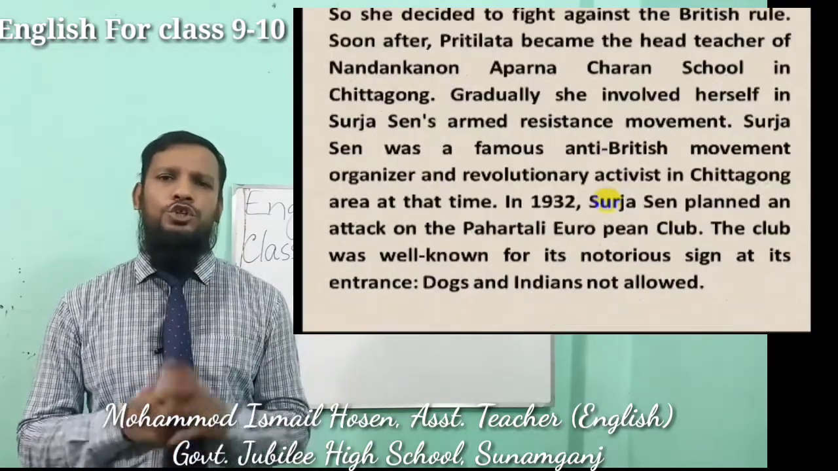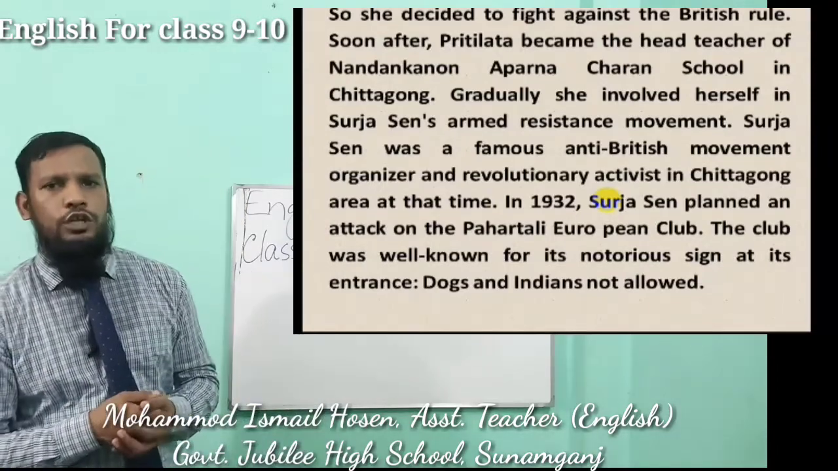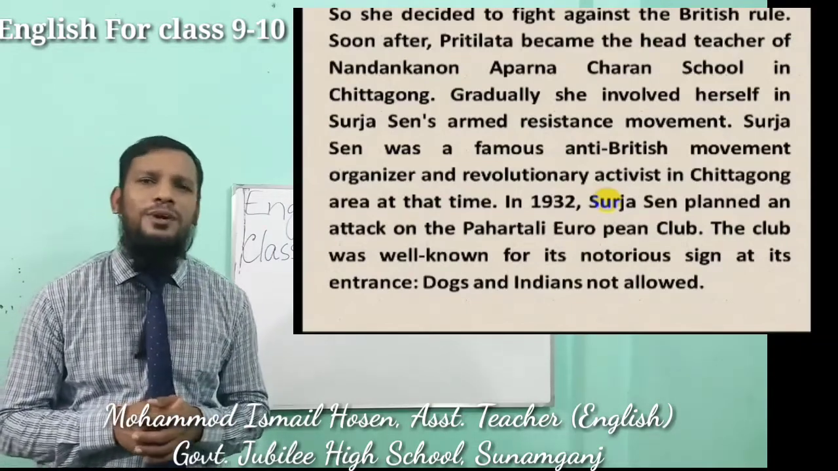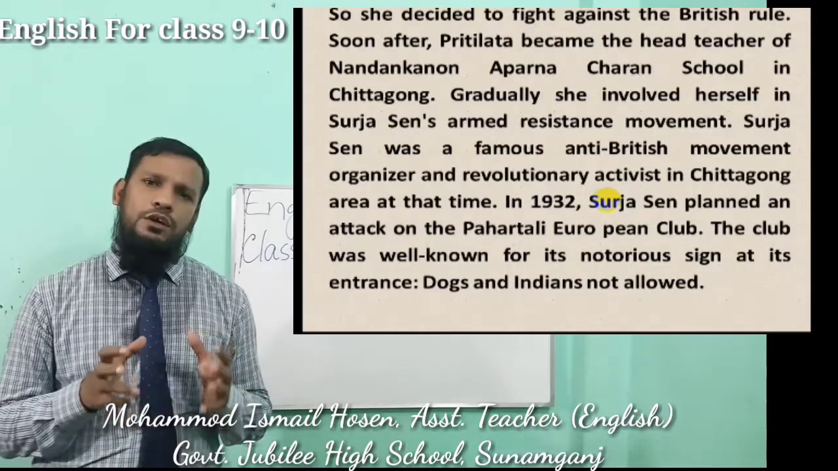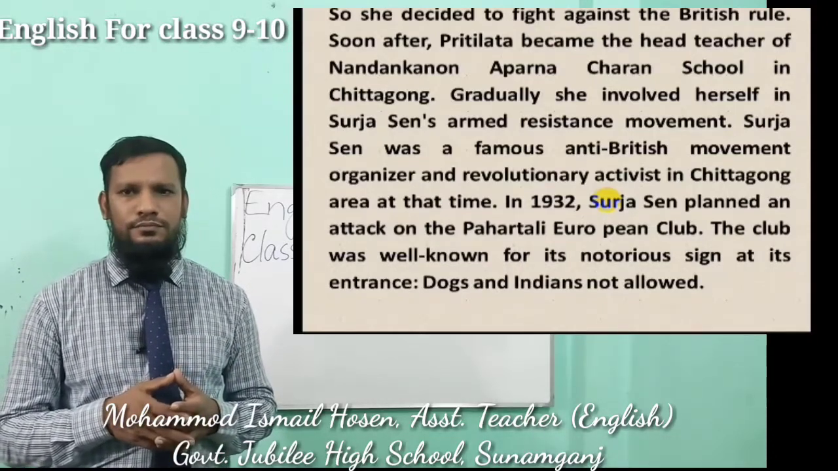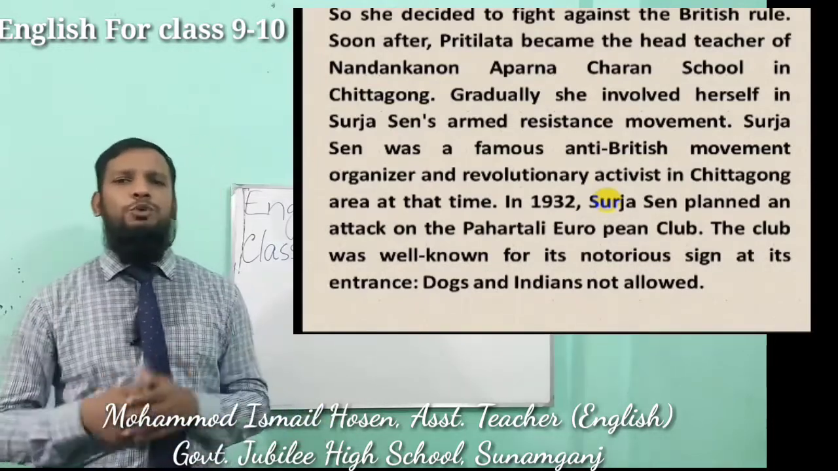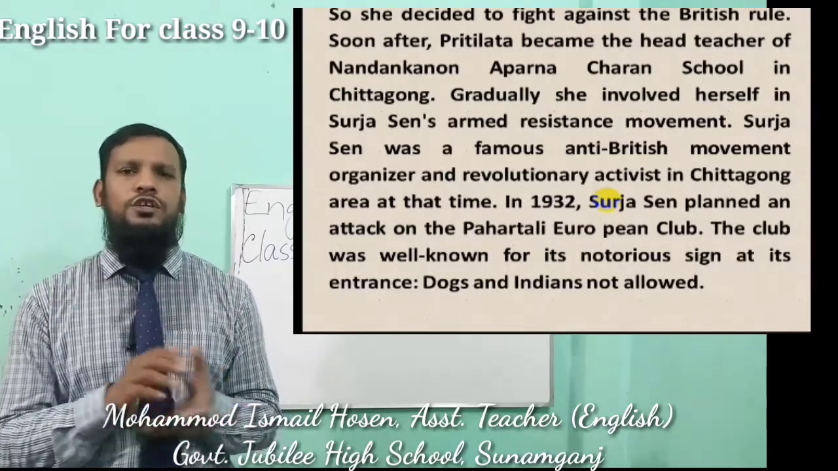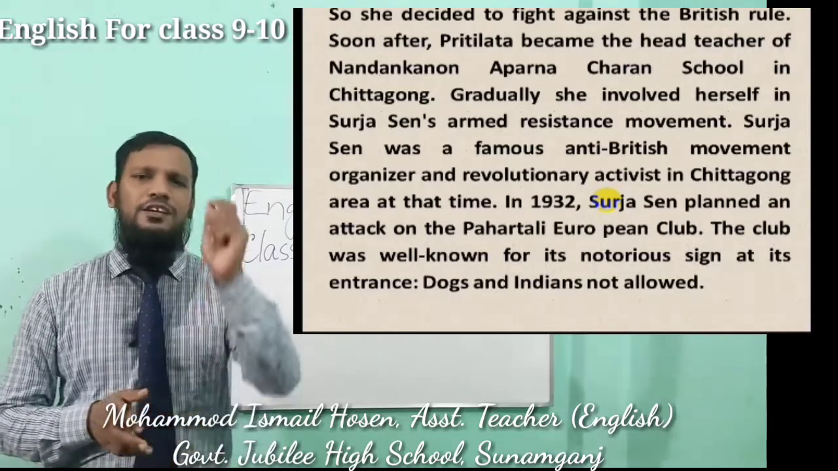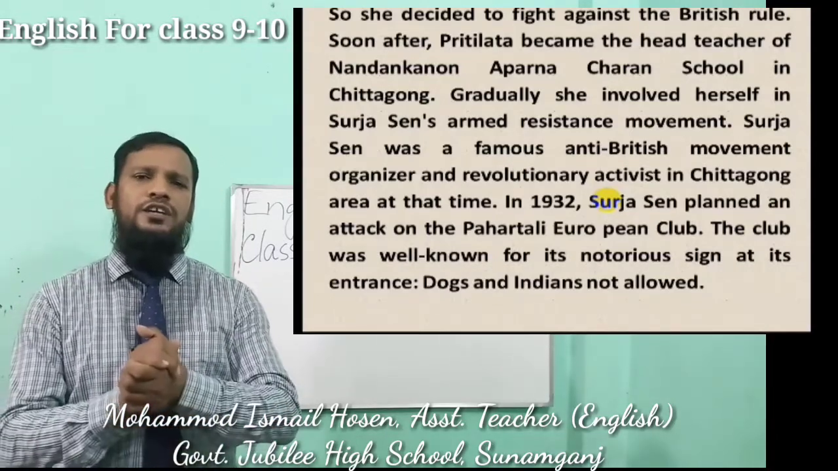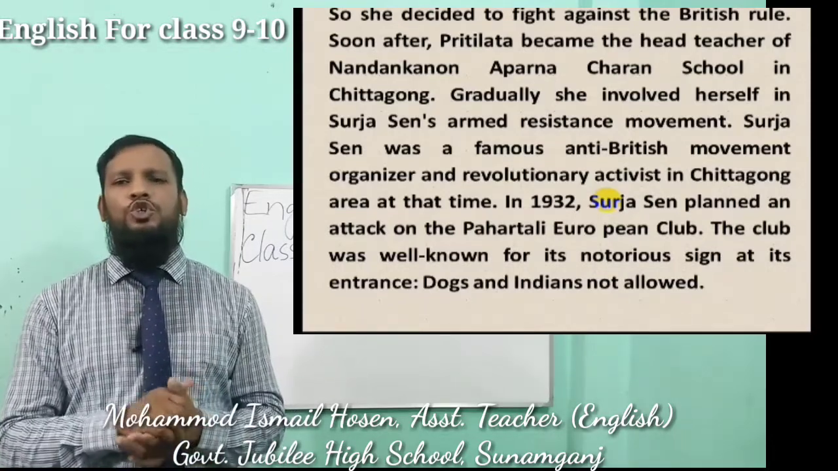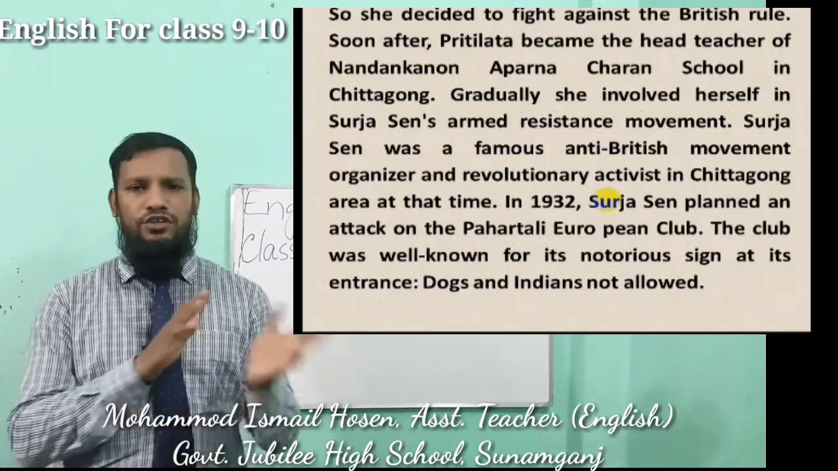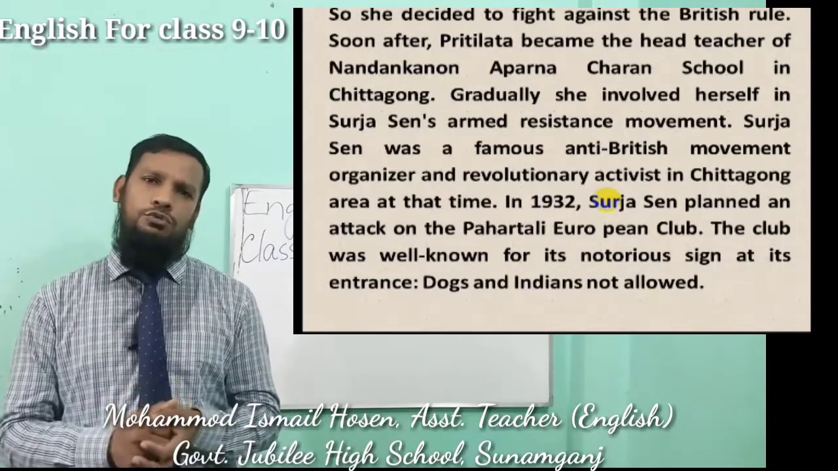Soon after, Pritilata became the head teacher of Nandankanon Aparna Charan School in Chittagong. Gradually, she involved herself in Surja Sen's armed resistance movement. Surja Sen was a famous anti-British movement organizer and revolutionary activist in the Chittagong area at that time. In 1932, Surja Sen planned an attack on the Pahartali European Club. The club was well known for its notorious sign at its entrance: Dogs and Indians not allowed.